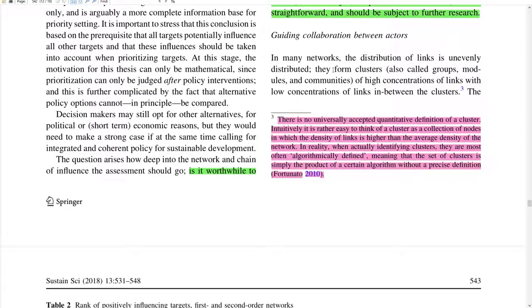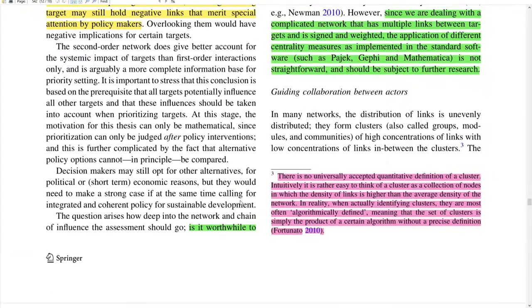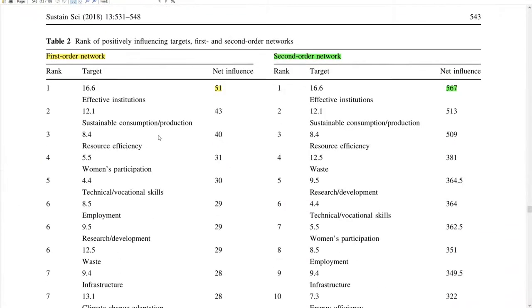Since they're going to be introducing the concept of clusters right after this table, it's worthwhile to perhaps go back to this in a minute from now. These are the targets when only considering their first order network. The net influence here is 51, 43, 40, 31, 30.